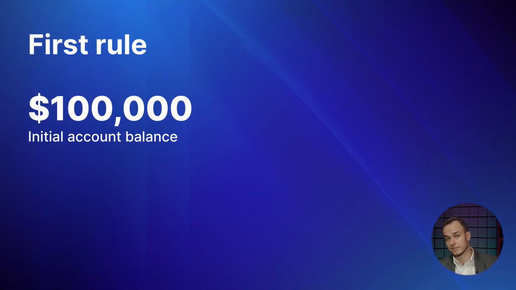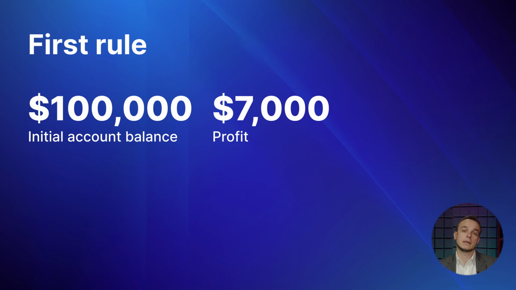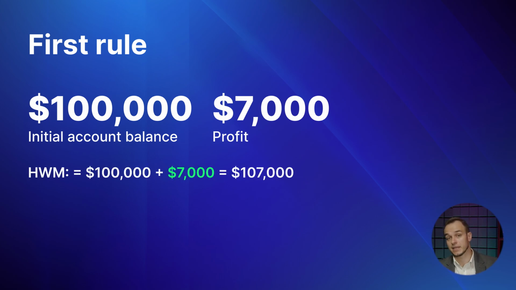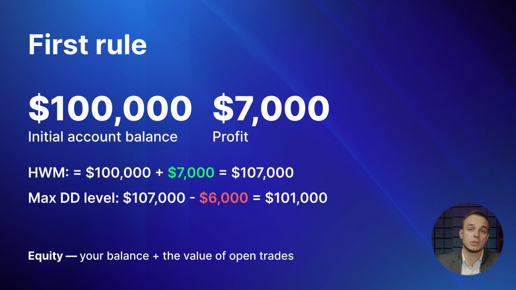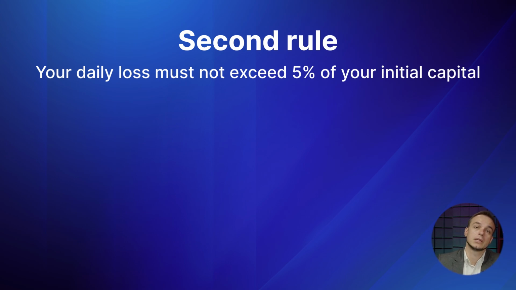For instance, if you make $7,000 in profit, your high water mark becomes $107,000, and your allowable loss threshold rises to $101,000. By losses, we mean the lowest equity, which is your balance plus the value of open trades. For example, if your balance is $107,000, but your open trades show a loss of $6,000, your equity would be $101,000, triggering this limitation.